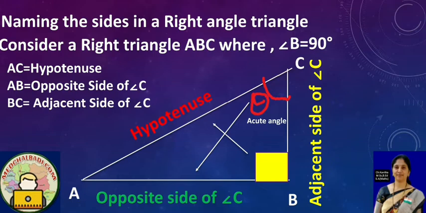Like this, first we have to name the sides of a triangle corresponding to the given angle. If we consider A as the angle, then BC becomes opposite and AB becomes adjacent, but the hypotenuse is the same. Keep in mind that if we are naming the same triangle based on angle C, then AB becomes the opposite side and BC becomes the adjacent, and the hypotenuse is the same. AC is always the hypotenuse in this case.